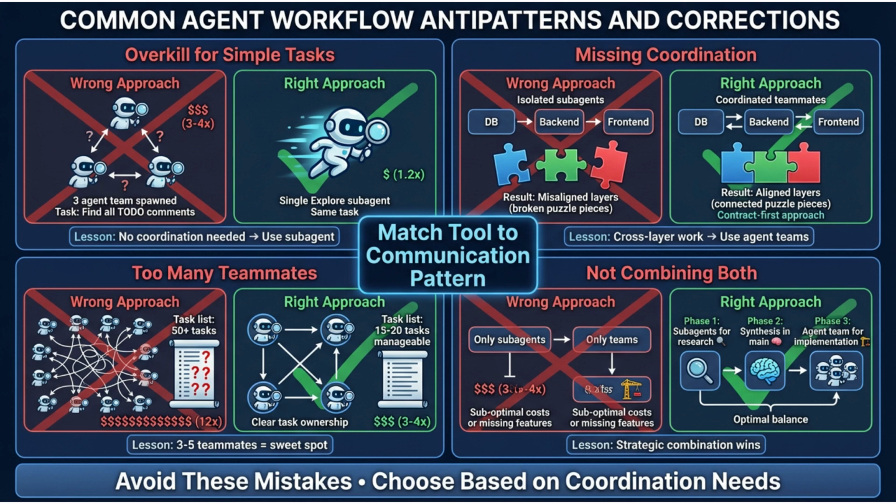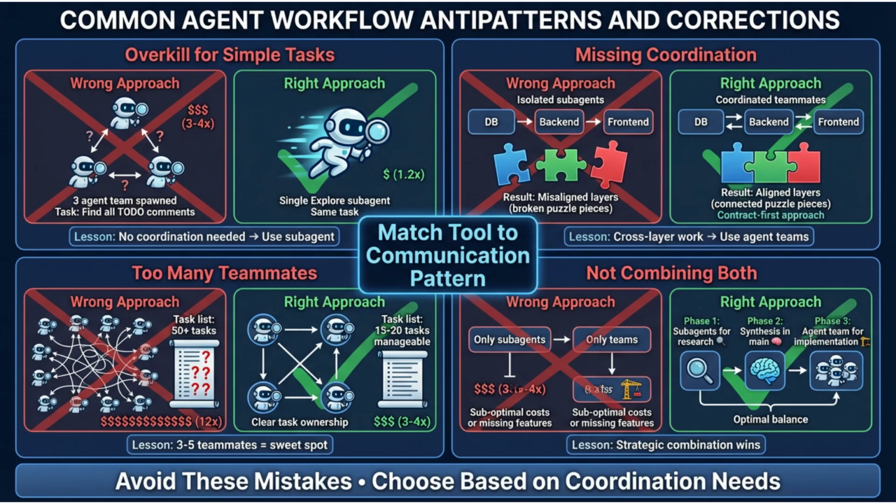Mistake 2. Using subagents for cross-layer implementation. Building a feature across database, backend, and frontend with 3 sequential subagents. Database builds schema. Backend builds APIs based on assumptions about the schema. Frontend builds UI based on assumptions about the API. Nothing aligns. You spend hours fixing mismatches that coordination would have prevented.